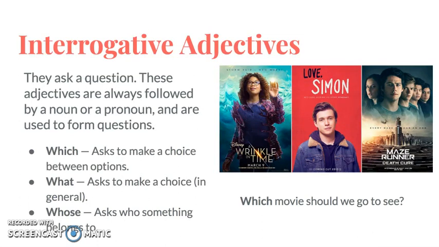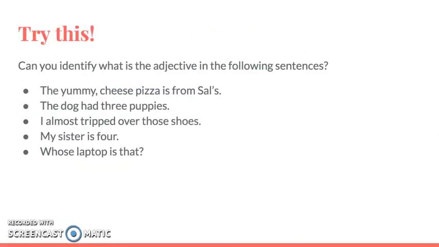And lastly, we have interrogative adjectives. They ask a question. These adjectives are always followed by nouns or pronouns and are used to form questions. So, we have which. It asks us to make a choice between options. What. It asks to make a choice in general. And whose. Asks who something belongs to. Which movie should we go see? Which is asking us to make a choice between these 3 movies. That's the interrogative adjective.